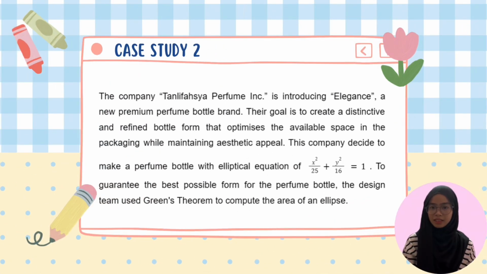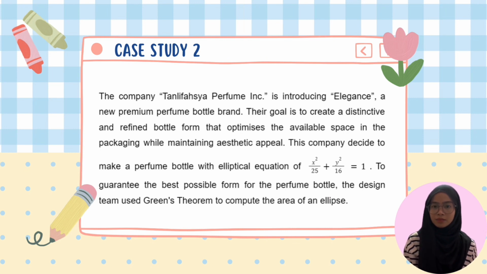Next is case study 2. The problem statement in case study 2 is that the company Tan Lifasha Perfume Inc. is introducing Elegance, a new premium perfume bottle brand. Their goal is to create a distinctive and refined bottle form that optimizes the available space in the packaging while maintaining aesthetic appeal. This company decided to make a perfume bottle with the elliptical equation of x squared over 25 plus y squared over 16 equal to 1.